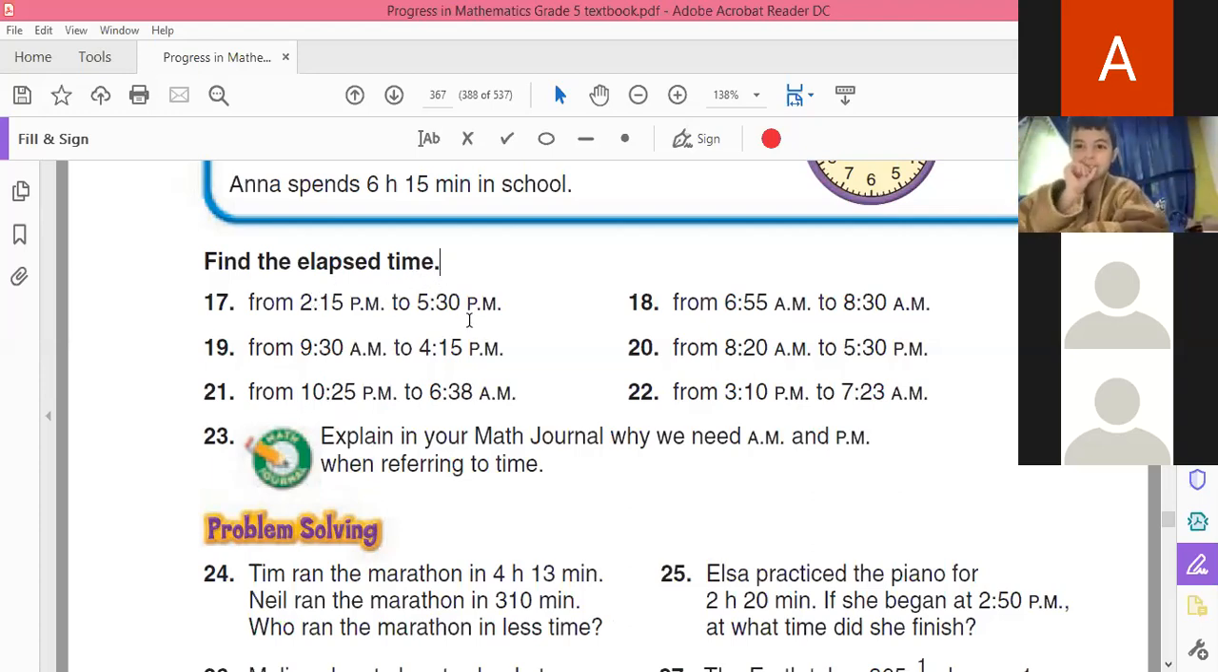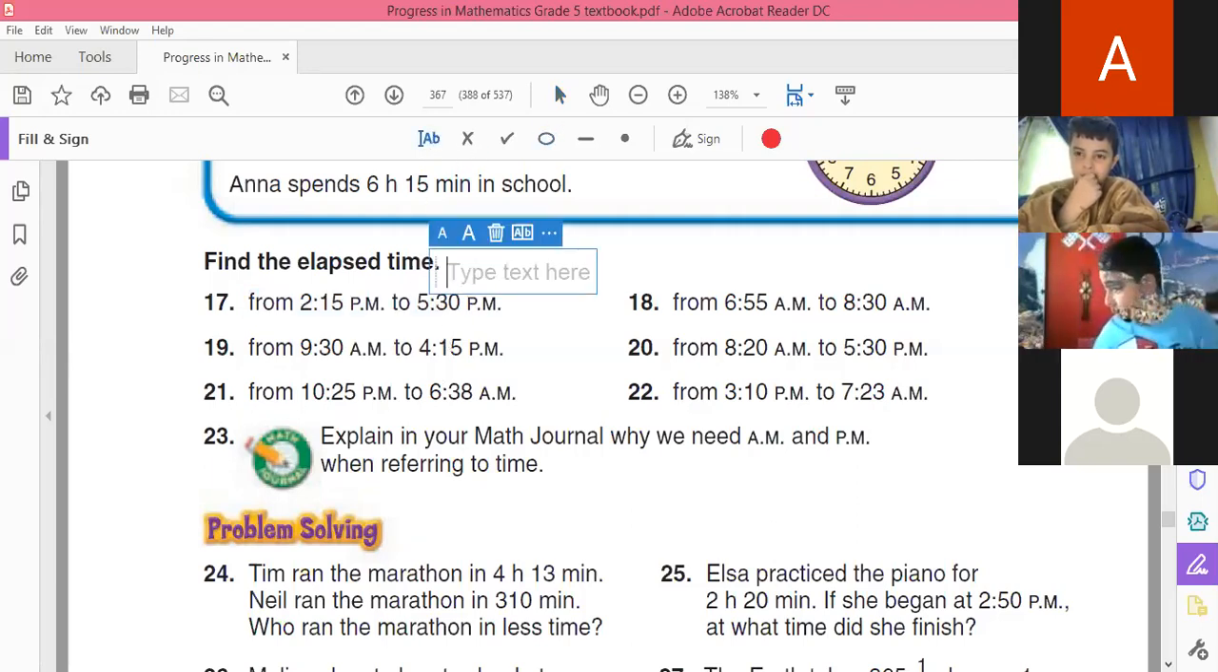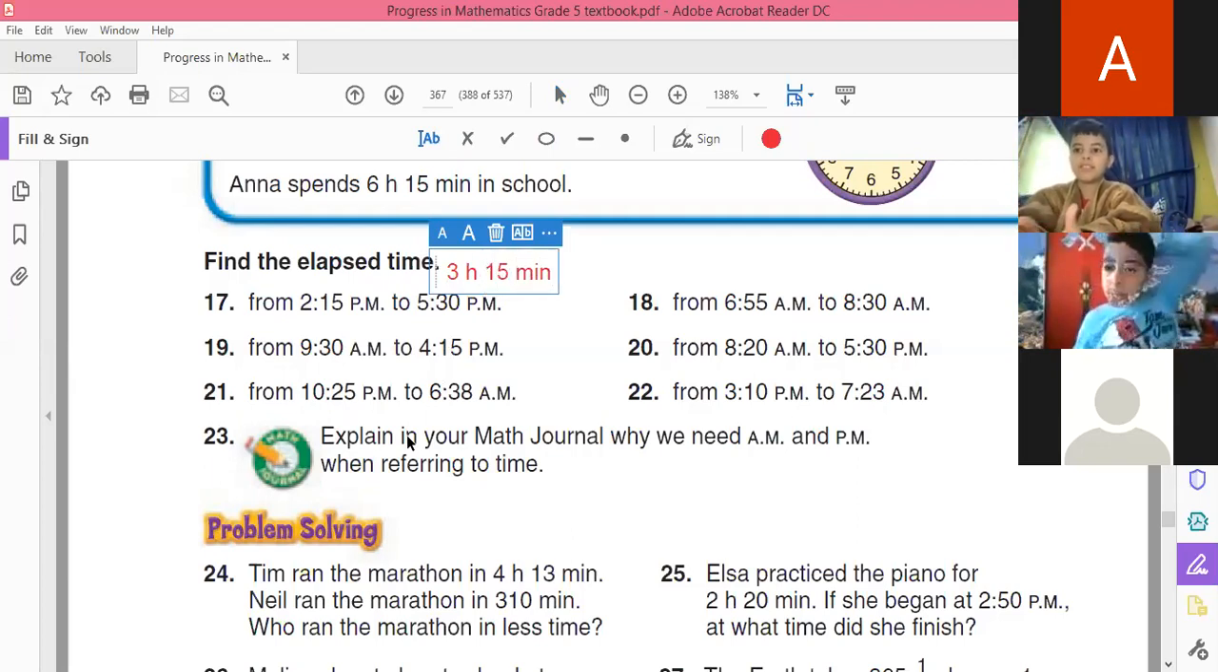Who will find the elapsed time here? Question number 17. It's 3 hours and 15 minutes. Look at there. From 2:15 till 5:15 there are 3 hours. Then there will be 3 hours and 15 minutes. Right here, 3 h and 15 min.